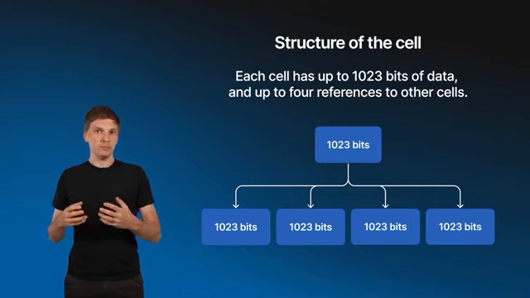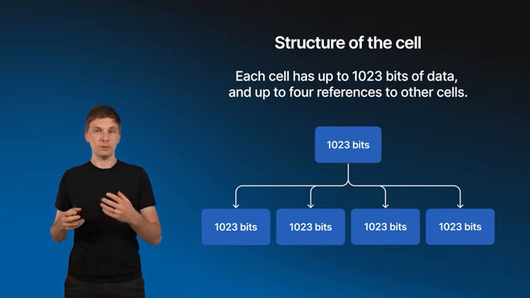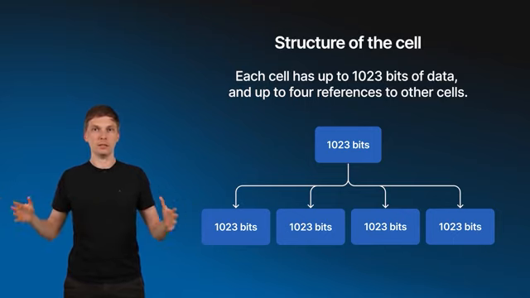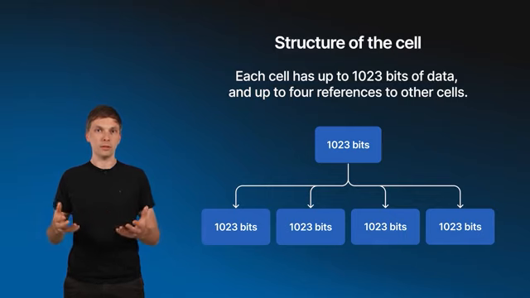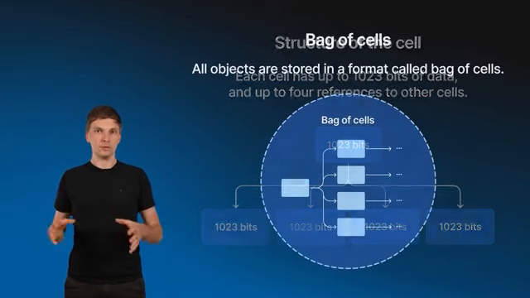And this is really the only data storage that you have when you build your own contracts. This means that you cannot simply allocate an arbitrary array of bytes like you could do in, for instance, Ethereum or in your regular computer. You have to lay out your data in a tree of cells.